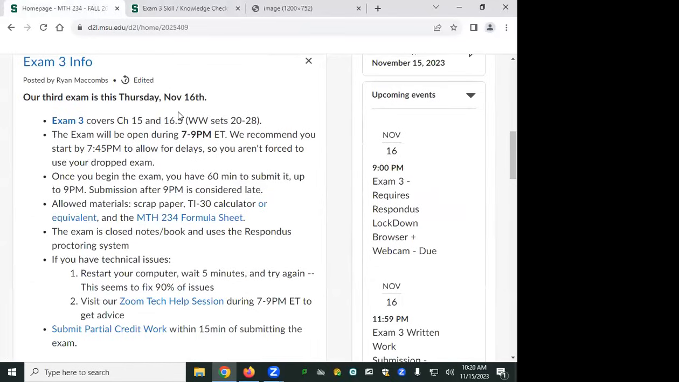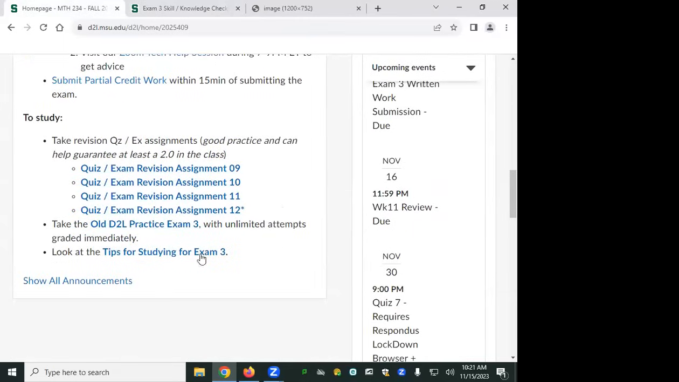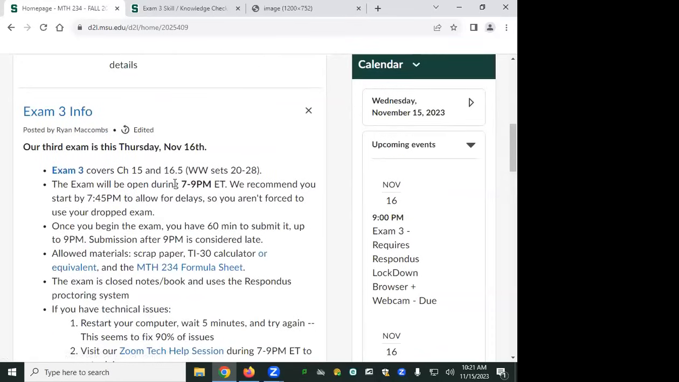Exam 3 is open 7 to 9, likewise with exam 1 and exam 2. You can use the formula sheet. You can use your TI-30 calculator. It covers chapters 15 and 16.5. And there's some good things that you can be doing to help you study as well. I think that's all of the administrative stuff before we jump into the review sheet for today.